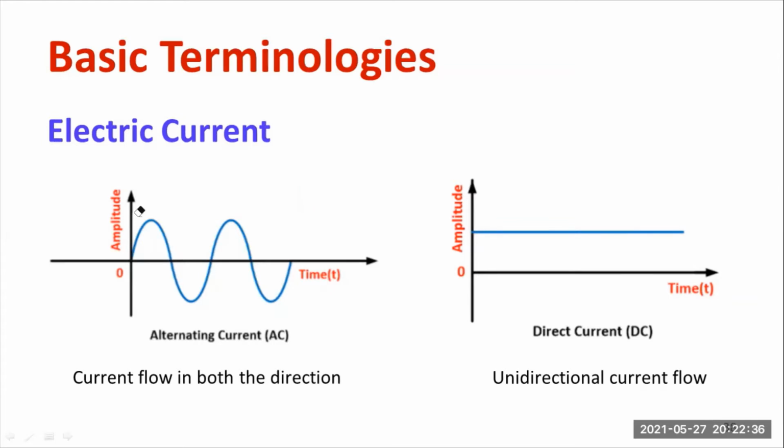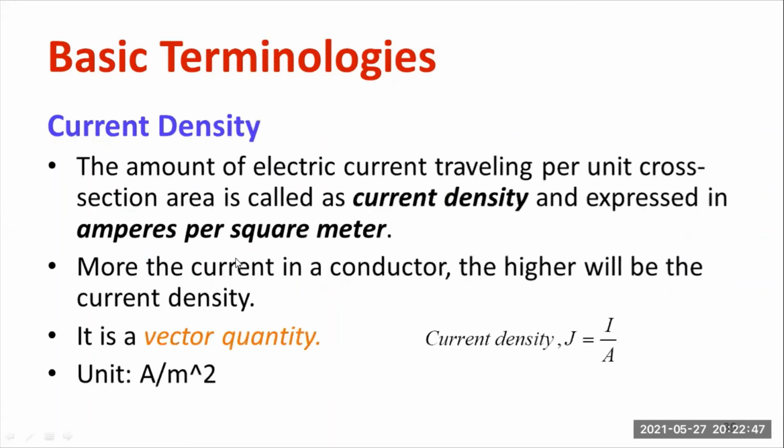Normally, if you look at the utility supply, that is purely AC. If I talk about the output of solar or a battery, that is purely DC current. You can make a comparison.